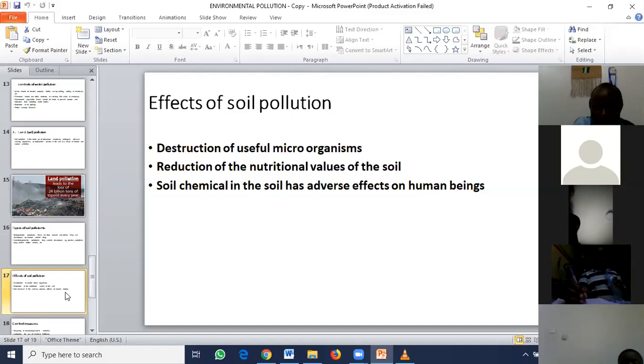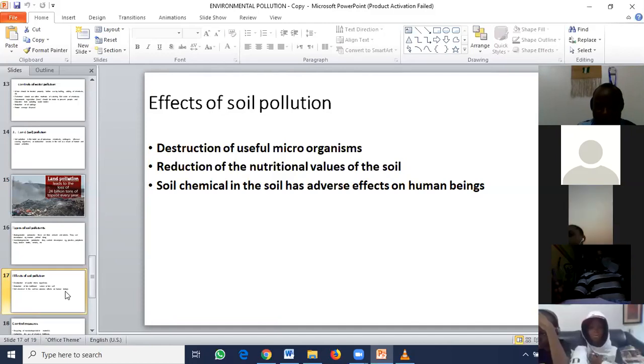But these microorganisms that help to bring them back, that will return them into soil and help to fix the nitrogen back into the soil for other plants to use, get destroyed due to the activity of soil pollutants. Then, reduction of the nutritional value of the soil. The soil too loses its nutrients through the activities of soil pollutants. They cover the soil, and the microorganisms that are supposed to work on them are not able to, which makes everywhere unsightly. So chemicals in the soil have adverse effects on human beings too.